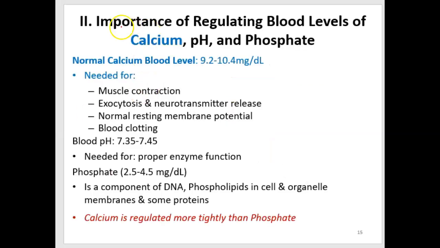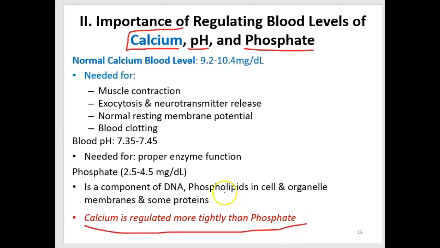Okay, so now we're going to go on to the second topic, and this relates to how bone participates in calcium blood levels. It also participates in pH balance and phosphate levels in the blood, but we really want to focus on calcium because it is the most tightly regulated, much more tightly regulated than phosphate. So our blood level of calcium is between 9.2 and 10.4 milligrams per deciliter.